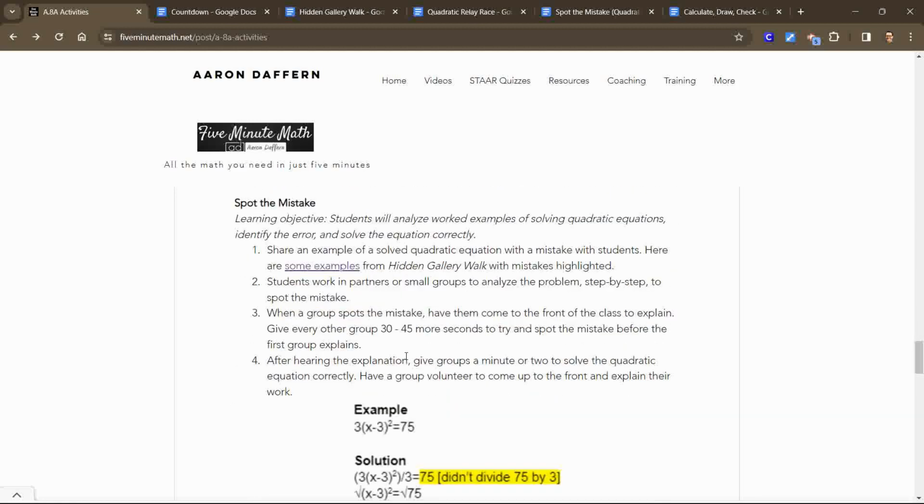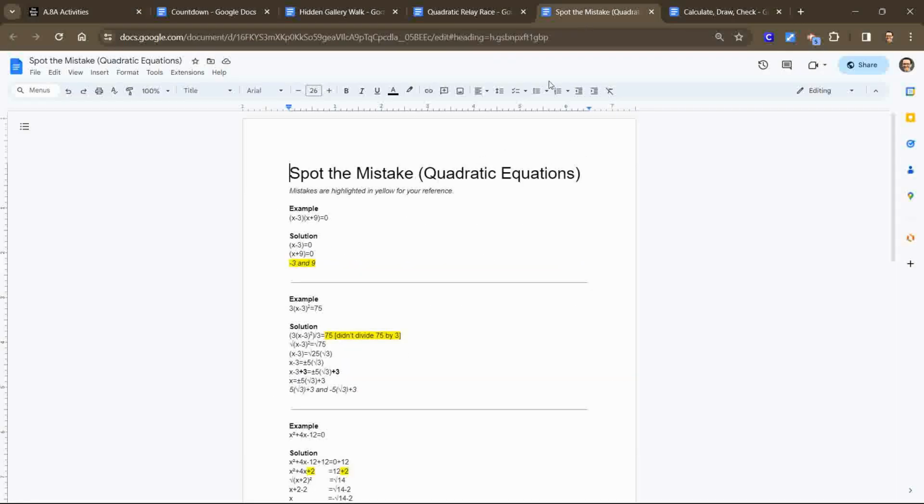So our next strategy is called Spot the Mistake. What we want here is some solved quadratic equations with a mistake. Now, I've got some mistakes highlighted here. Obviously, if you're using this with students, you would not show the highlight, right? So look at this first example here. We've got x minus 3 and x plus 9, and rather than moving the 3 to the other side, I just did a minus 3 and a plus 9, right? So I didn't reverse the signs there.